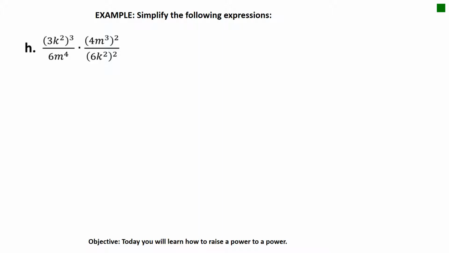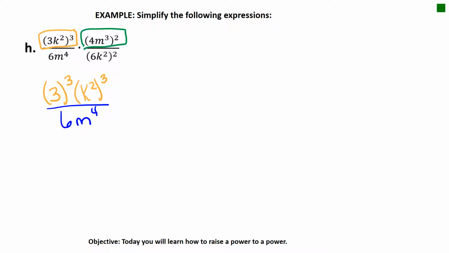Okay, so I've got creeper, creeper, creeper, no creeper. So here's what's happening. Up on the top, this one right here, I have a base of 3 with a creeper or a power of 3. I have a K to the second with a creeper or a power of 3. On the bottom, I just have 6M to the fourth. There's no house there. There's no creepers. They're just kind of hanging out, having a chocolate shake.